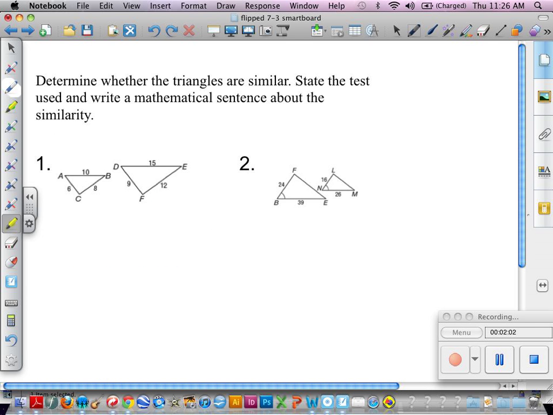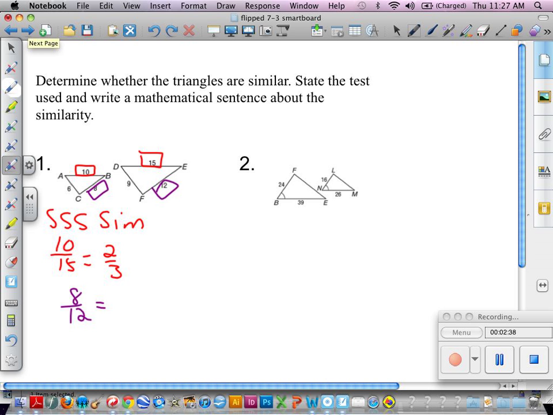Let's take a look at the problems. It says, determine whether the triangles are similar, and then state the test used and write the mathematical sentence about the similarity. Okay, I'm given sides in this one, so I'm thinking this is going to be SSS similarity. I just need to check my ratios. I'm going to take my largest, and I'm going to put them together, the 10 and the 15, which gets me 2/3. Then I'm going to take my middle, which is 8 and 12.